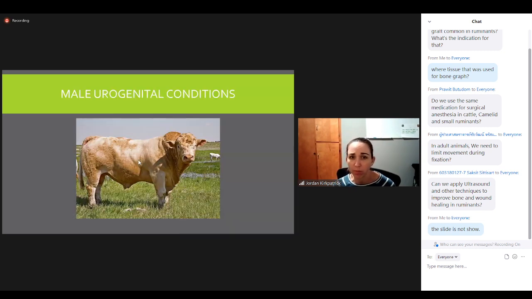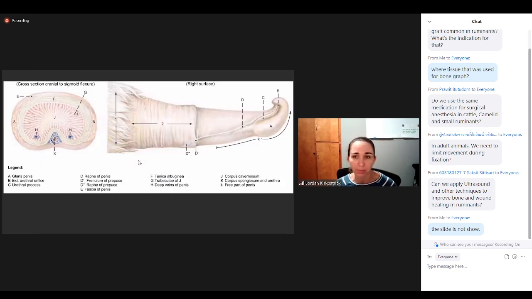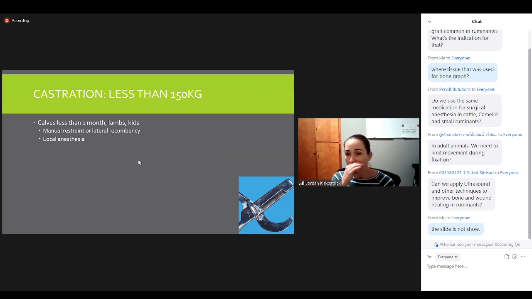So first we'll talk about male urogenital conditions. This is just a brief overview of the anatomy. The first thing I'll talk about is castrations. I'm just going to briefly discuss this.